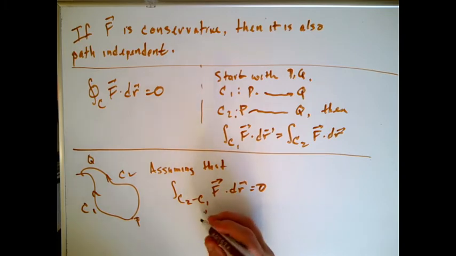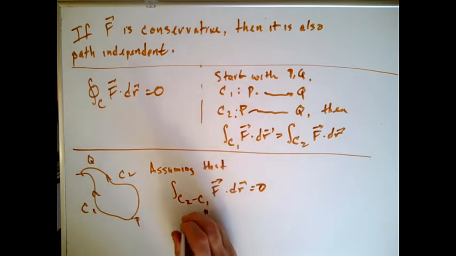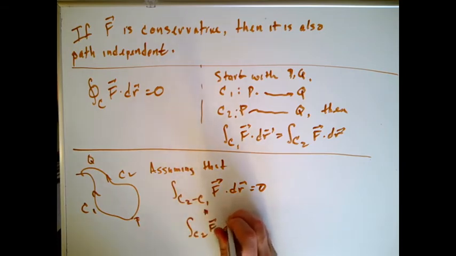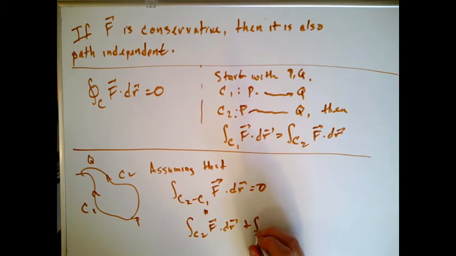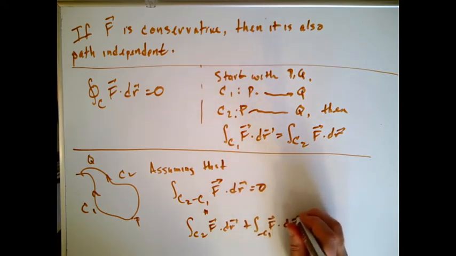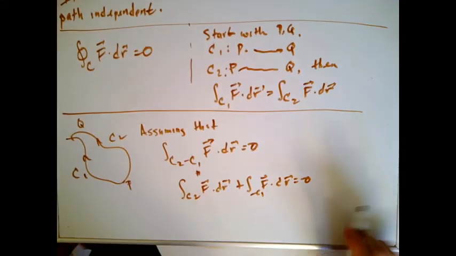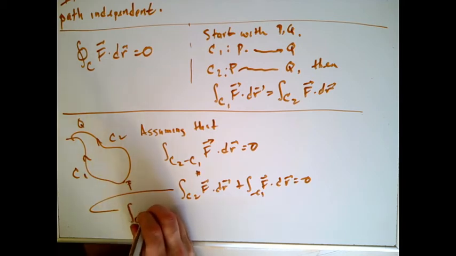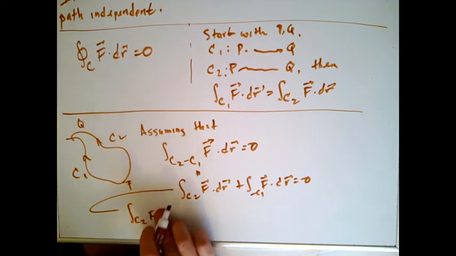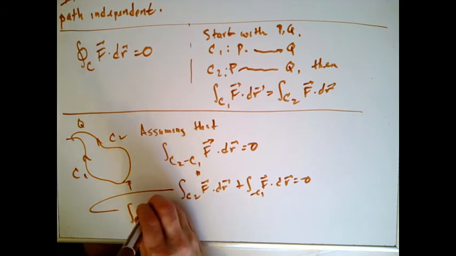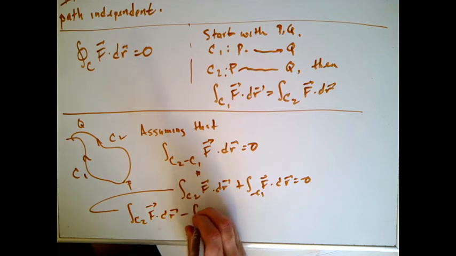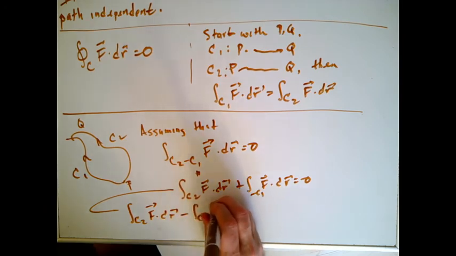The left-hand side should just be equal to the work done along C2 plus the work done along C1 backward is 0. That's going to be the same thing as saying that the work done along C2 by all these vectors minus the work done along C1 is 0.